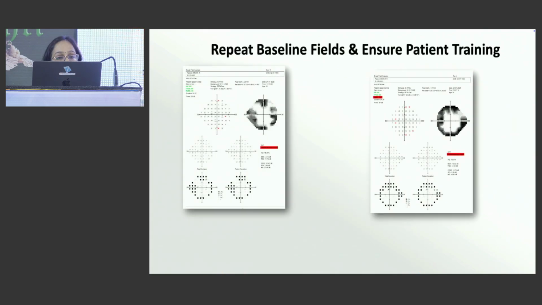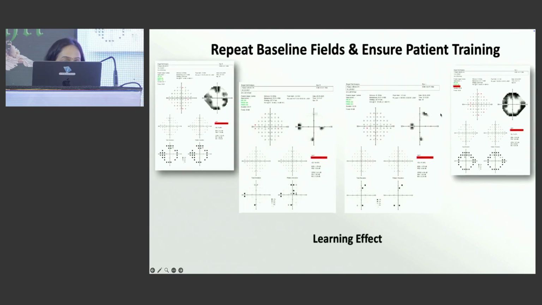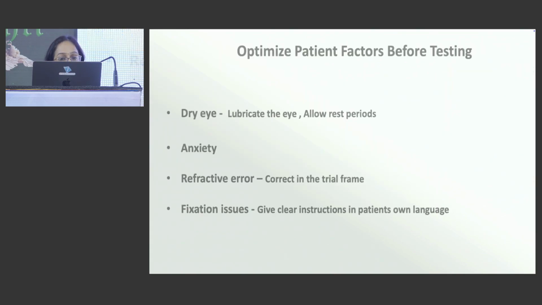So we'll move to the last. So this is like a visual field. It's a baseline visual field. If you repeat it, the field is normal. So this was like a learning effect.